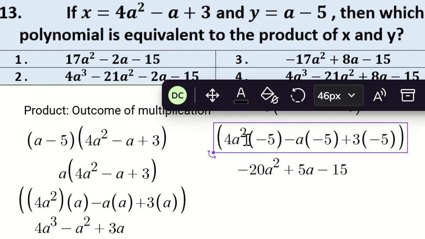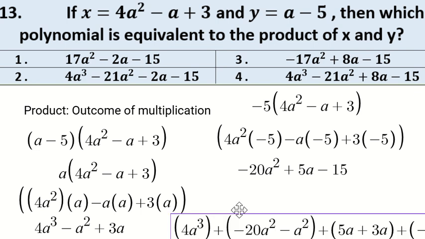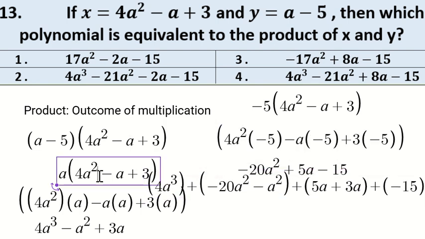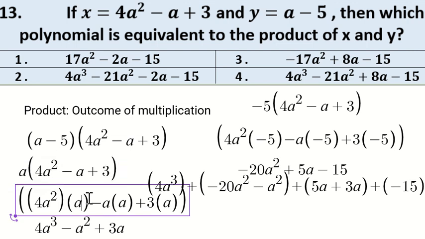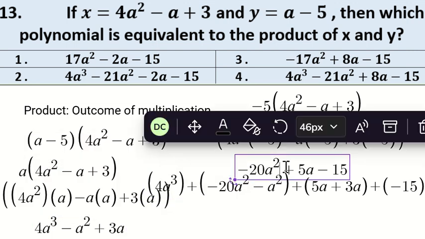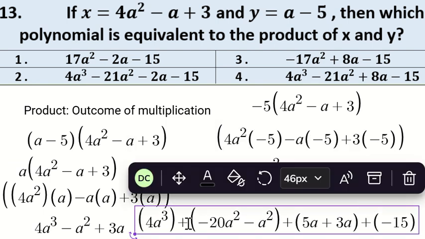This is 4a squared minus 5, right? So that's going to give us a negative 4 times 5, 20. There is no variable there. And then we want to combine like terms, right? We want to combine this and this, right? And we get this right here.